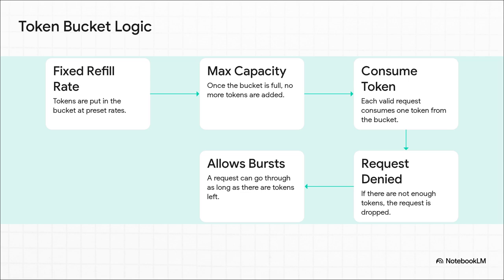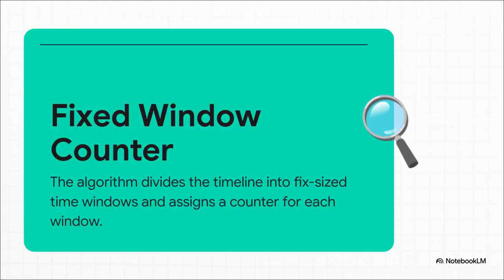What makes it so effective is that it naturally handles short bursts of traffic. If you haven't made any requests for a while, your bucket fills up, which means you can then spend all those saved up tokens at once. Now, a simpler way to do it is the fixed window counter.